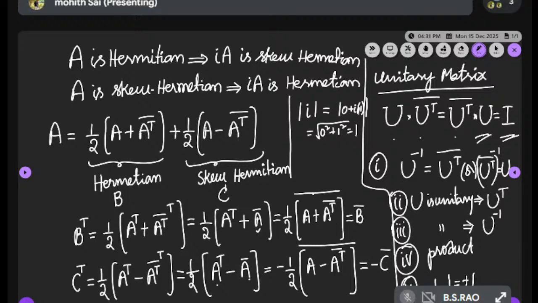Right now, the product of eigenvalues of a unitary matrix has its absolute value 1.